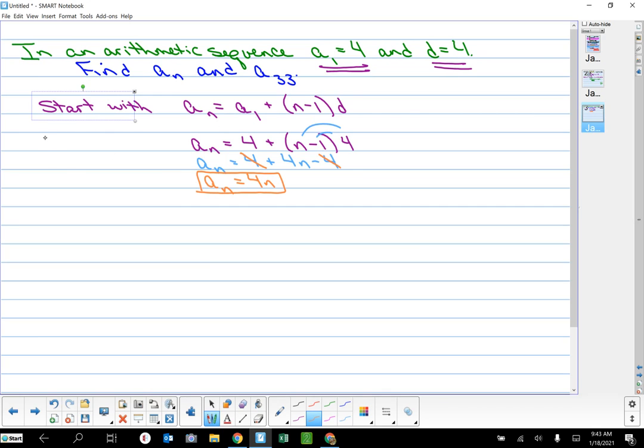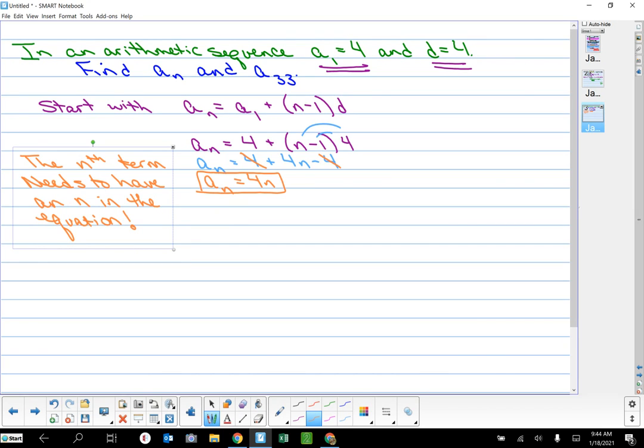So your nth term needs to have an n, the variable, in the expression. Well, the equation, actually. Okay, so make sure if you're asked to find the nth term that you're not getting rid of that altogether.